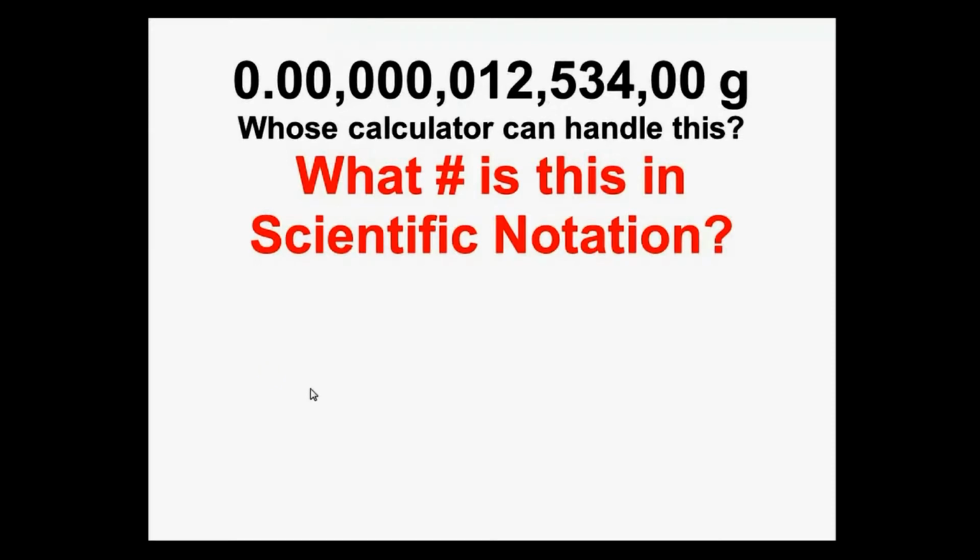That last example was a very big number. This is a very small number, a number that goes out way into the decimal places. And once again, it's hard for a calculator to handle this, and hard to express it. We're going to change that by using scientific notation. Scientific notation always takes a decimal point right here.